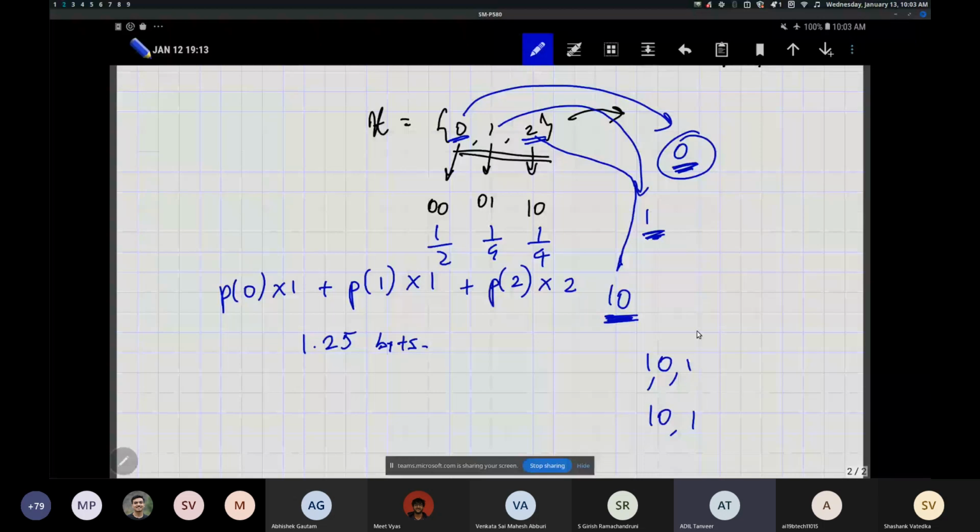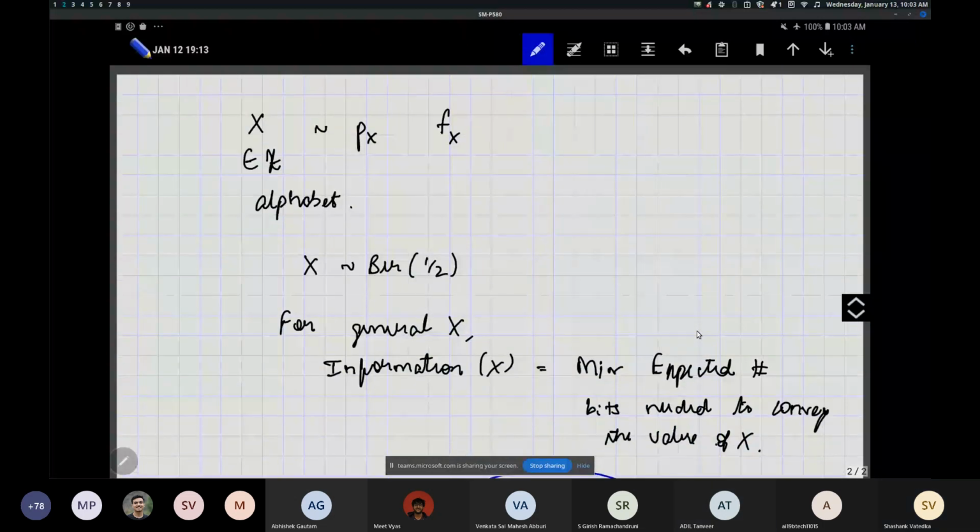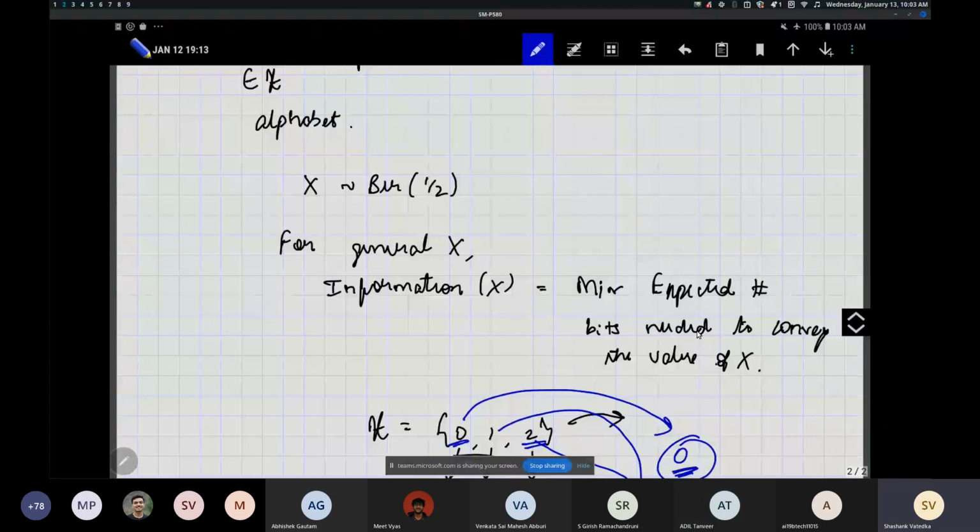Hello, sir. Yes. This is Adil. In this model, I wanted to ask if there is any assumption on whether the input alphabet is finite or not. So here we're assuming that the input alphabet is finite, because if it is infinite, then this statement probably doesn't make too much sense, because you will need an infinite number of bits to convey a single value of X. So that's a good point.